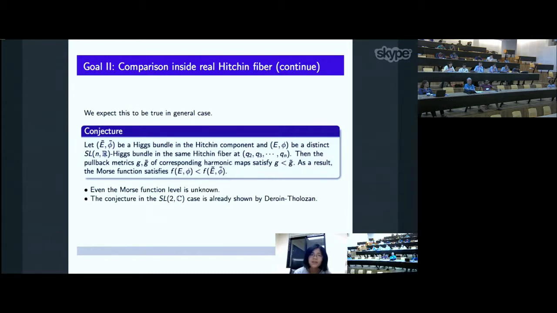I asked many people working on Higgs bundles. I think that they kind of believe so, but there is no such theorem yet. But then we ask for this pullback metric, so it feels very ambitious. However, in the SL2C case, this is already shown by Dai and Li in the same paper I mentioned on the previous page. So we think this conjecture can really be true.